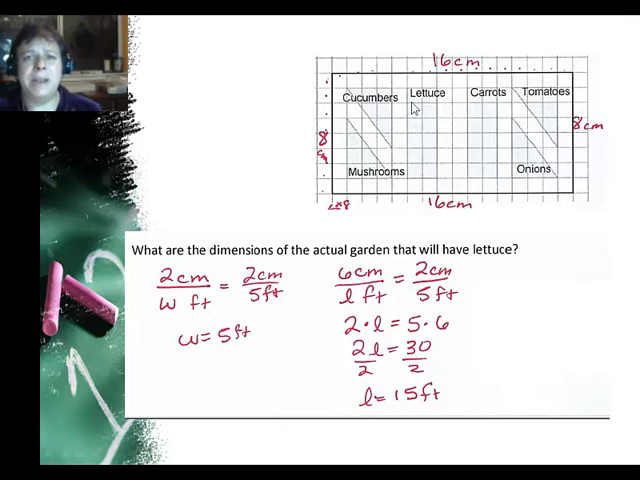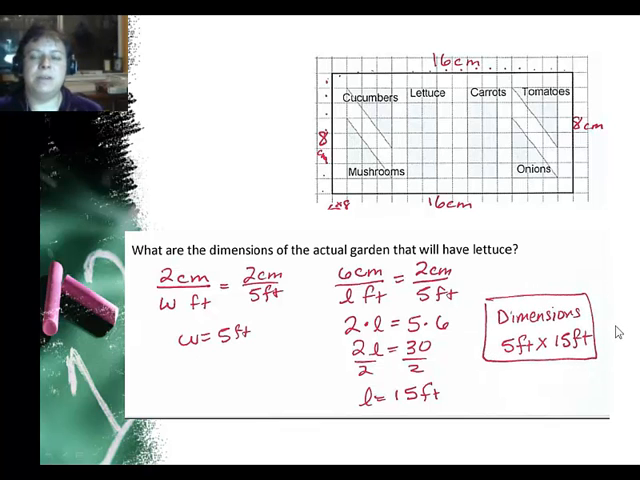So I say 6 centimeters, which is the measurement for the length there, to the actual length in feet has to equal the scale. So you see I have centimeters to centimeters, feet to feet, and this is my drawing to my scale. Cross multiplying, I get 2 times L equals 5 times 6, or 2L equals 30. Divide both sides by 2, and the length is 15 feet. They ask for the dimensions, so I say the dimensions are 5 feet by 15 feet.